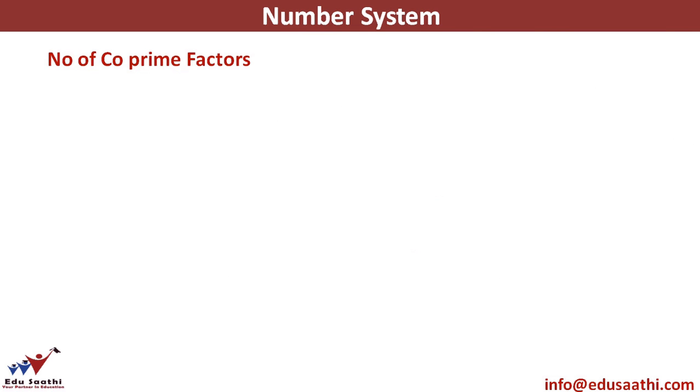Now, the next thing is the number of coprime factors. Factors which have an HCF of 1 are known as coprime factors. Now, obviously, I am not looking at one factor. I am looking at a pair of factors, or 3 or 4 factors at a time, so that I can find their HCF.